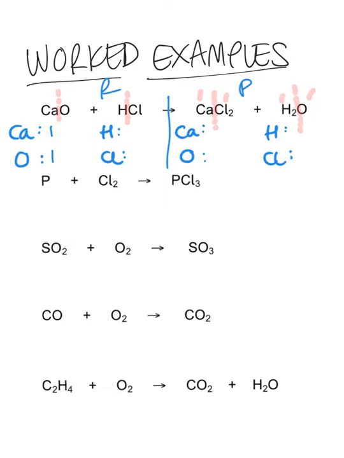Same for the hydrogen and the chlorine here, no little numbers. On this side, the calcium, 1. Now that 2 is connected to the chlorine, so it's 2 chlorine. The hydrogen, there's a 2 there, so that is 2. Oxygen, there is 1. And yeah, that's all of them. So now we look at how we're going to balance this.